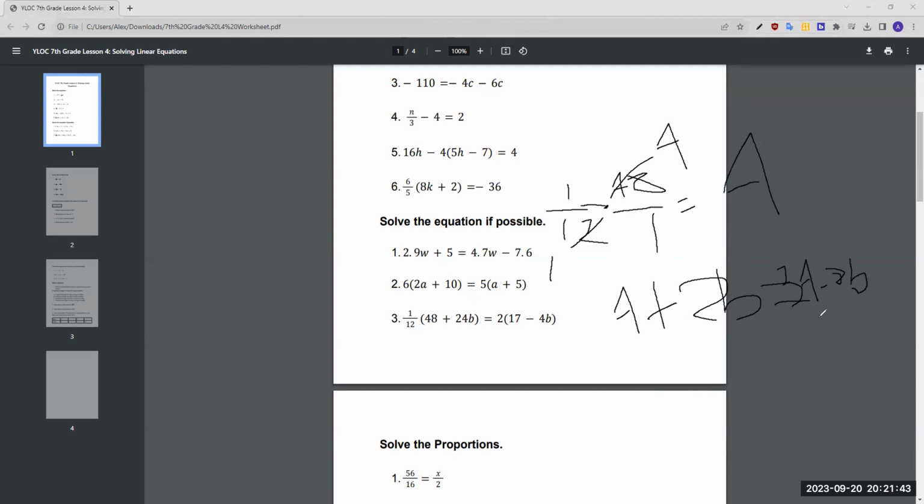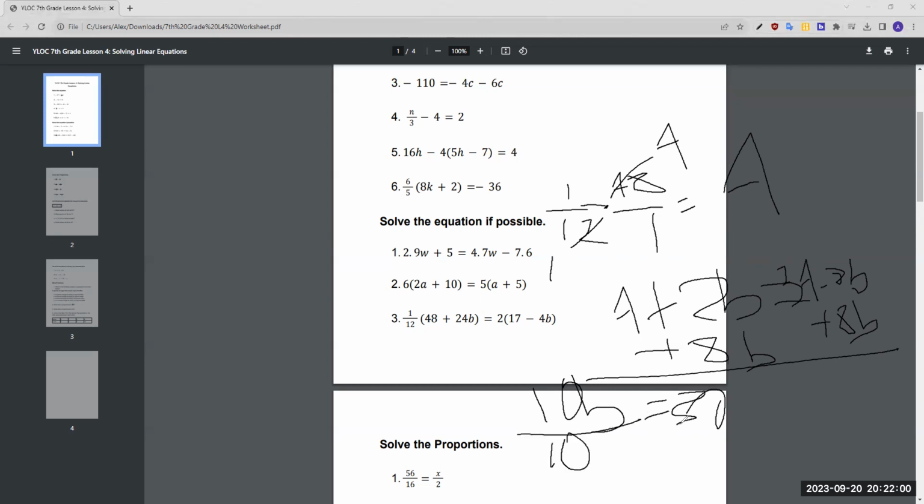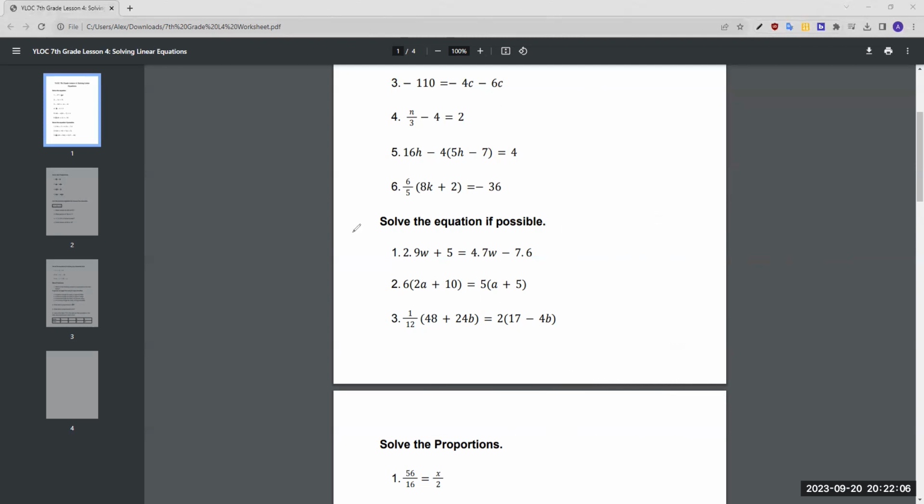Okay, so let's combine like terms and add 8b to both sides. That gives us 10b, and then we have to subtract this 4 too. So it's 10b equals 30. Now to get rid of this 10 here, we would divide both sides by 10. And our final answer would be b equals 3.